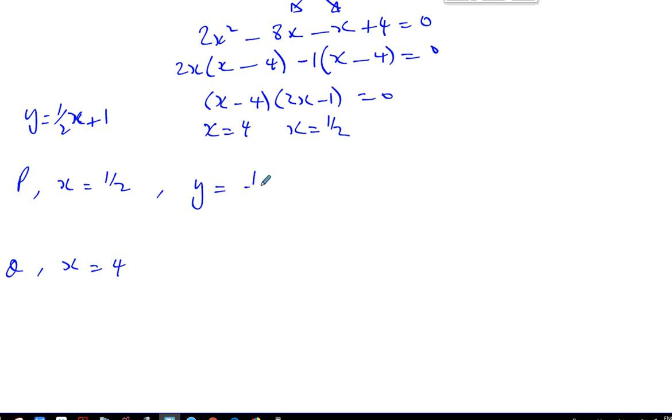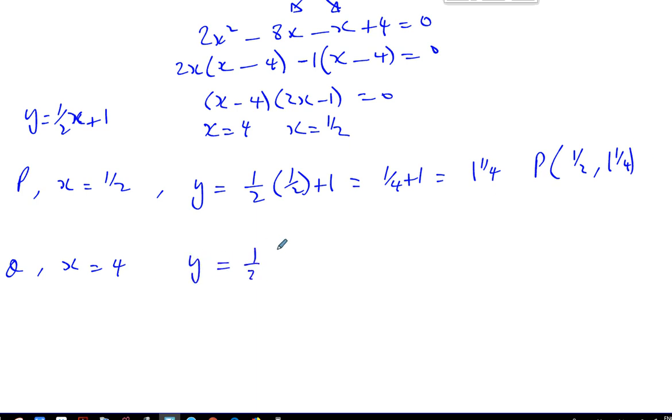So you have a half times a half plus 1, which is a quarter plus 1, which is 1 1/4. Okay, you can leave it like that. So the coordinates of P are therefore a half and 1 1/4. And for Q, you get y equals a half times 4 plus 1, which is going to give you 2 plus 1, which is equal to 3. So the coordinates of Q are therefore 4 and 3.